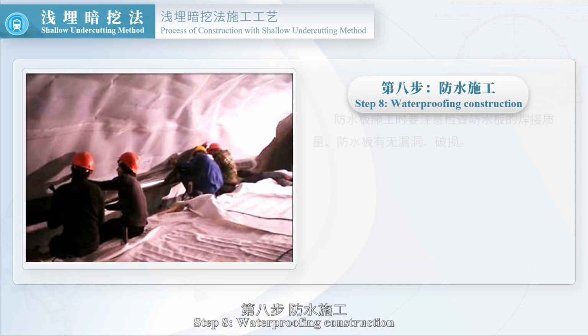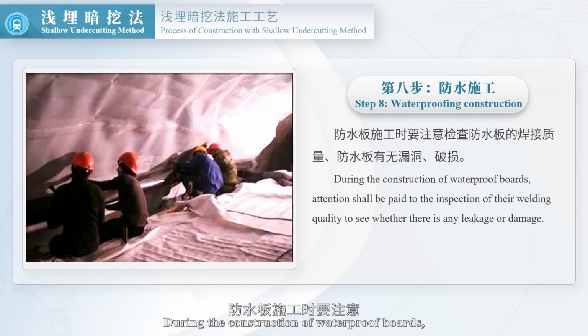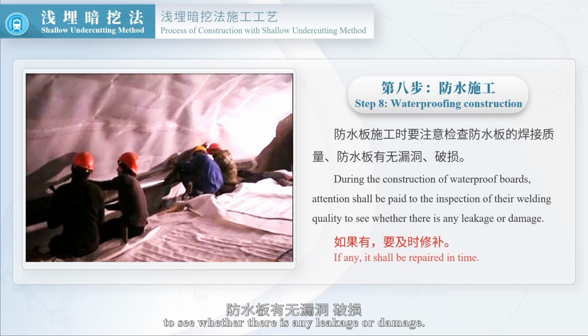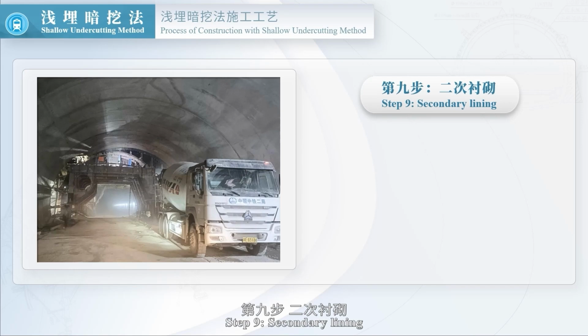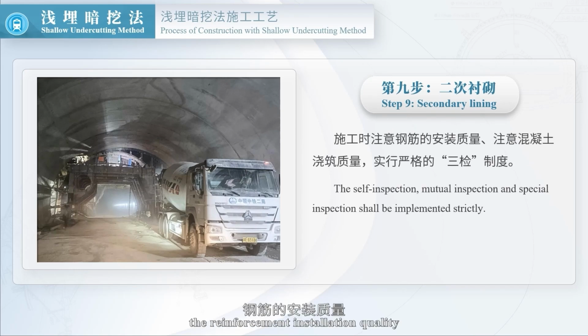Step 8. Waterproofing construction. During the construction of waterproof boards, attention shall be paid to the inspection of their welding quality to see whether there is any leakage or damage. If any, it shall be repaired in time. Step 9. Secondary lining. During construction, the reinforcement installation quality and concrete pouring quality shall be ensured. The self-inspection, mutual inspection, and special inspection shall be implemented strictly.